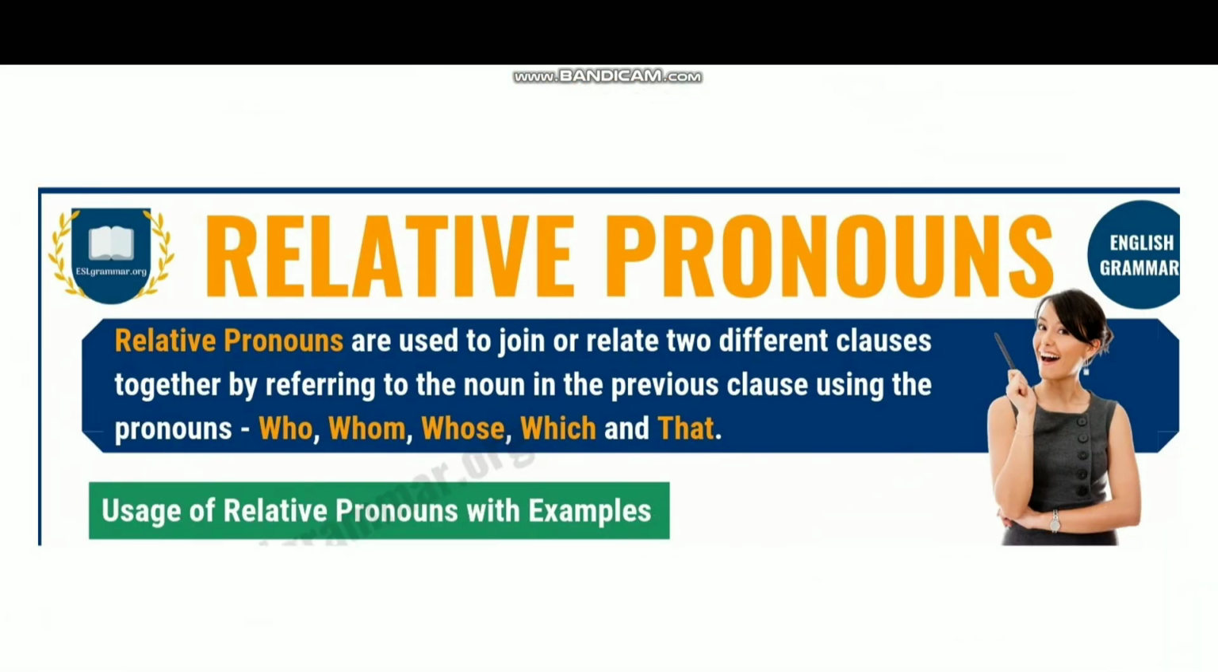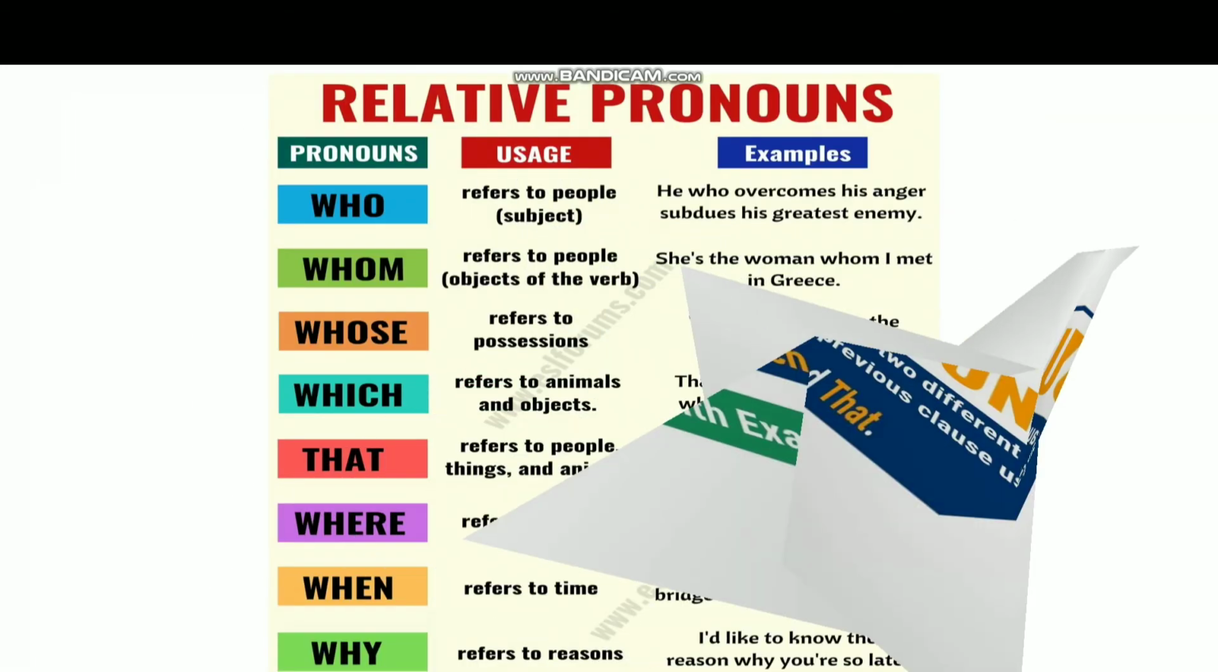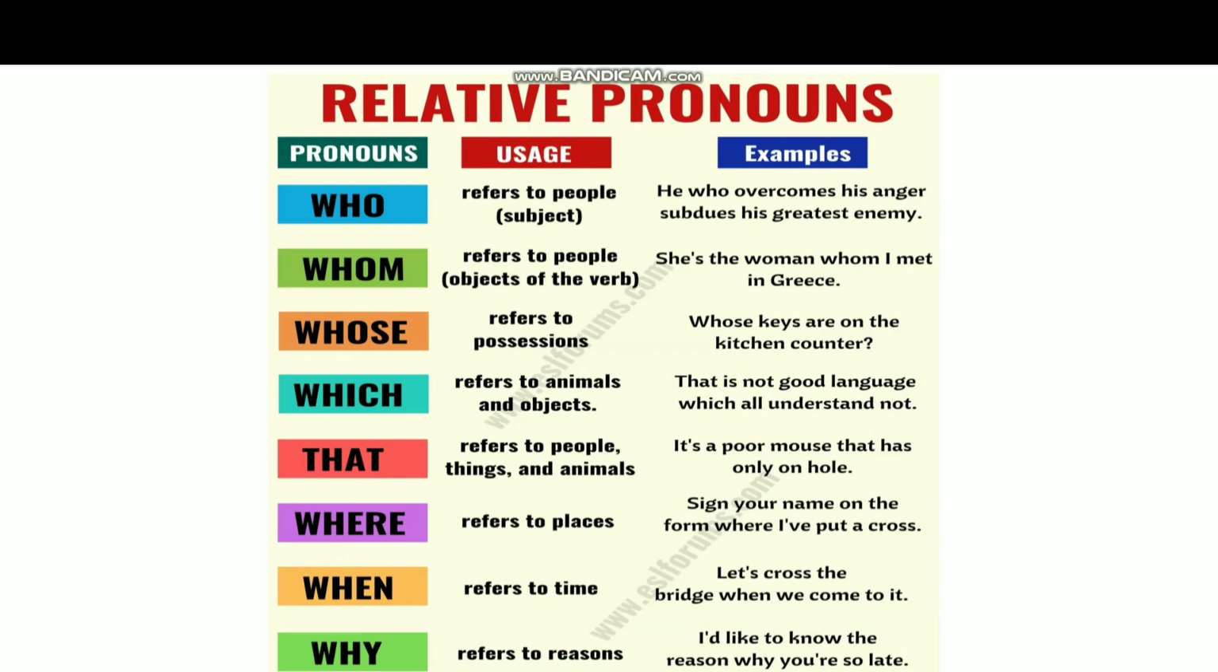Relative pronouns. Relative pronouns are used to join or relate two different clauses together by referring to the noun in the previous clause using the pronouns who, whom, whose, which, and that. As a general rule, who is used only for persons. It may refer to a singular or a plural noun.